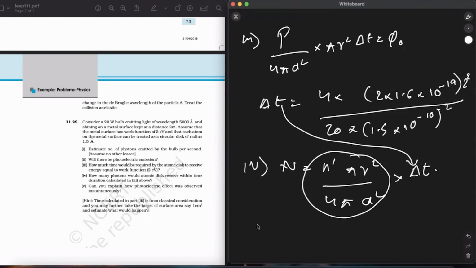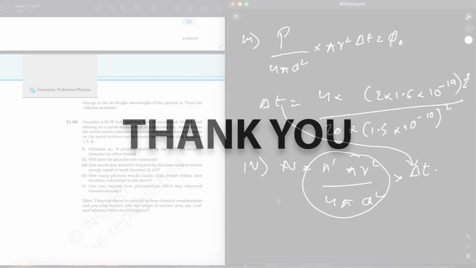The last part is, can you explain how the photoelectric effect is observed instantaneously? All right. In photoelectric emission, there is a collision. I already told you there is a collision between the incident photon and the free electron. So this will last for a very short interval of time, in the order of nanoseconds. So we can say that the photoelectric emission is instantaneous if the emission can be detected within the range of nanoseconds. So that will be the answer for this as well.